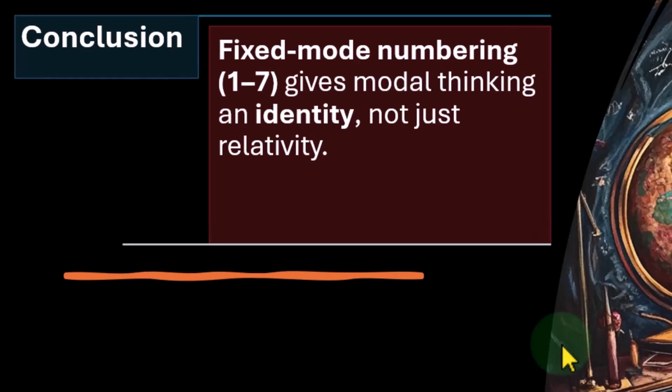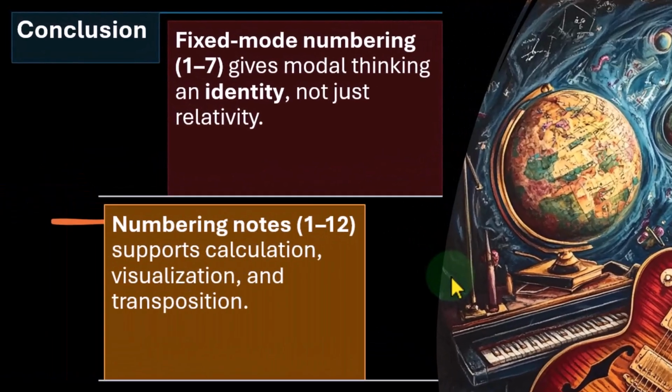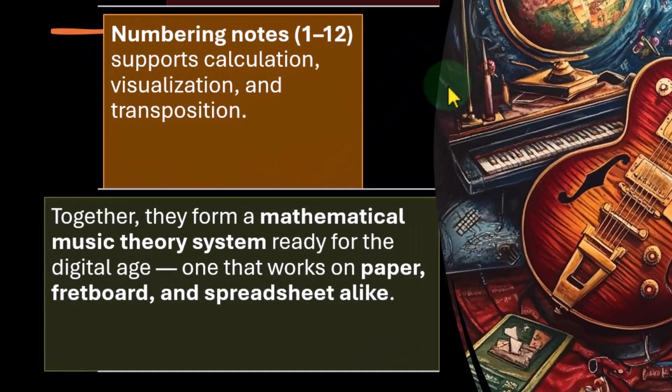Conclusion. A fixed mode numbering system 1 through 7 gives modal thinking and identity, not just relativity. I want to point out that the modes are removing the bureaucracy. That makes it easier. The modes are the thing that makes it easier, not more difficult. A numbering system that's fixed based on just the major mode is the natural, easy thing to do, and that's what we'll do. The Latin names are what we have to deal with. That's fine. Numbering notes 1 through 12 supports calculation, visualization, and transposition.